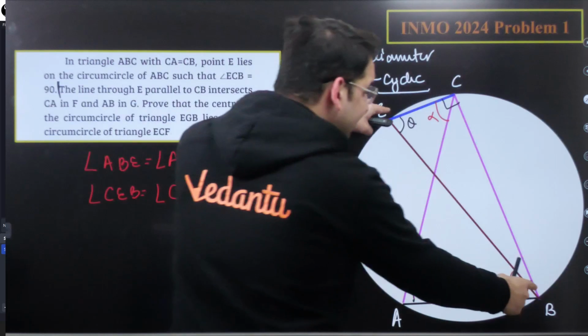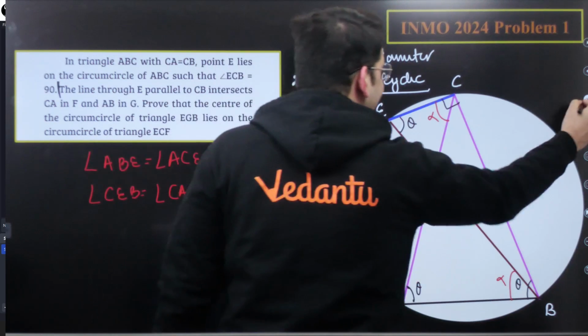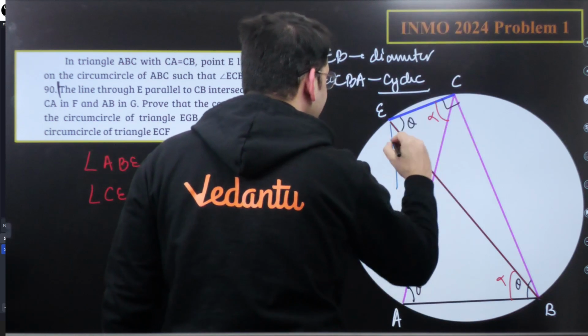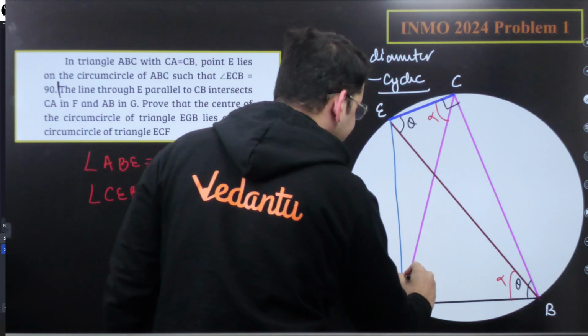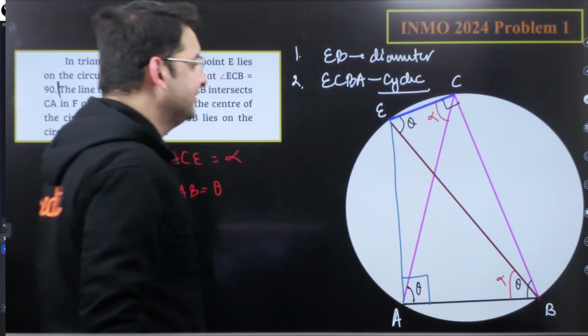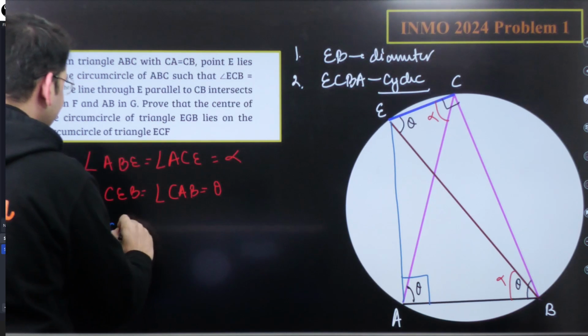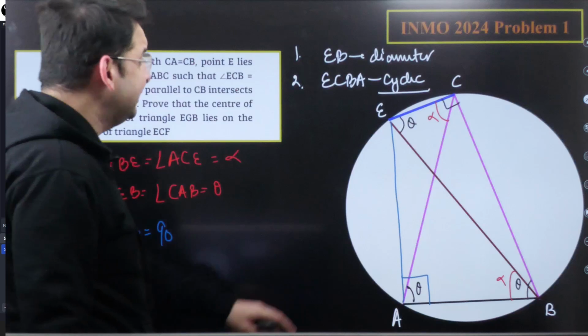Also, since EB is the diameter, can I say EAB would also be 90 degrees. So again, if I have to join EA, this would also be 90 degrees. That is angle EAB is also 90 degrees because clearly EB is the diameter. Right, so these are all the implications.